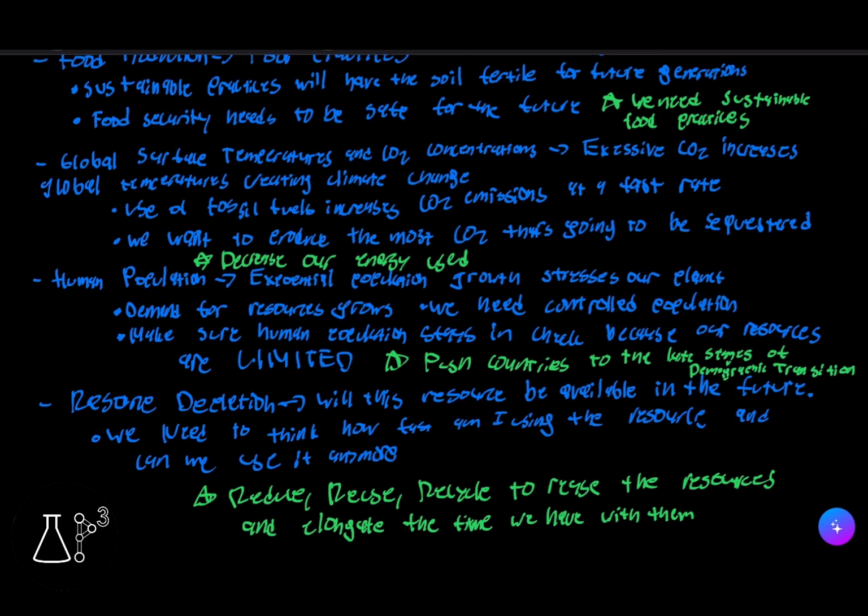So let's talk about human population. Human population is experiencing exponential growth, which stresses our planet. Demand for resources grows as the population grows exponentially. We need to control our population and make sure it stays in check because our resources are very limited. So we want to push countries to the late stages of demographic transition because the population is either decreasing or increasing at a very slow rate. Basically, this means that the demand for resources is going to be lower than it is in the beginning stages of the demographic transition, because in stage 2, that's where the population really increases.